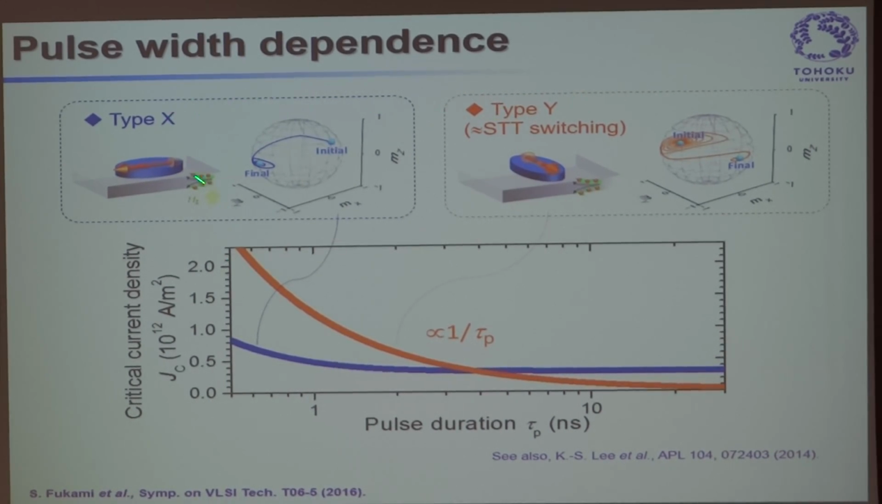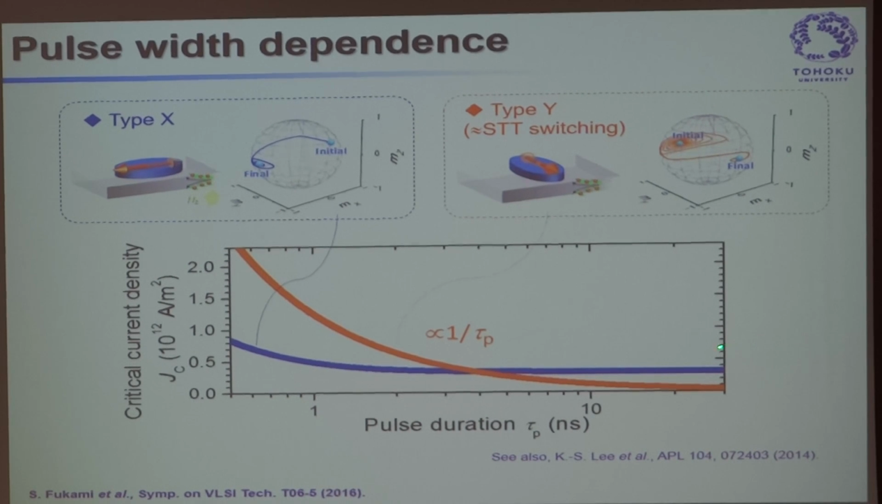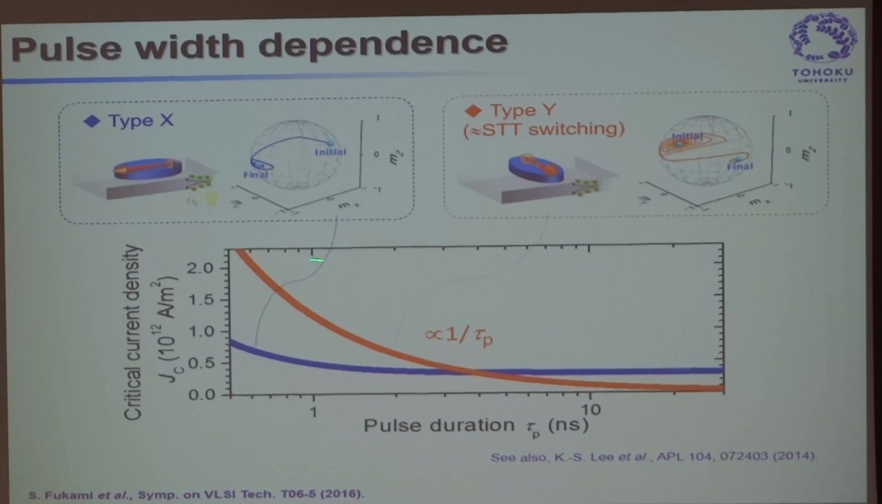Simulation shows, this is a comparison between type X and type Y. Type Z is very similar to type X. Although we need some magnetic field here, it says that initially the switching needs a little bit more switching current, but as you reduce your pulse width, it doesn't have the steep dependence, which is proportional to one over the pulse width. So what we would like to see is if this is indeed true or not.